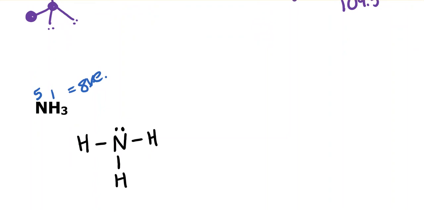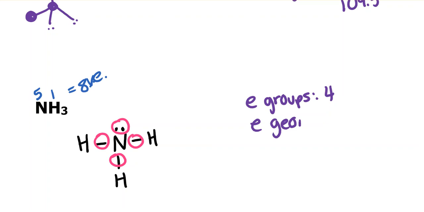Okay, let's do another one. Electron groups. This nitrogen, again, has 4 electron groups. Electron groups, there are 4. The electron geometry, again, will be tetrahedral. So this is like the little tetrahedron, and it has 1 lone pair.